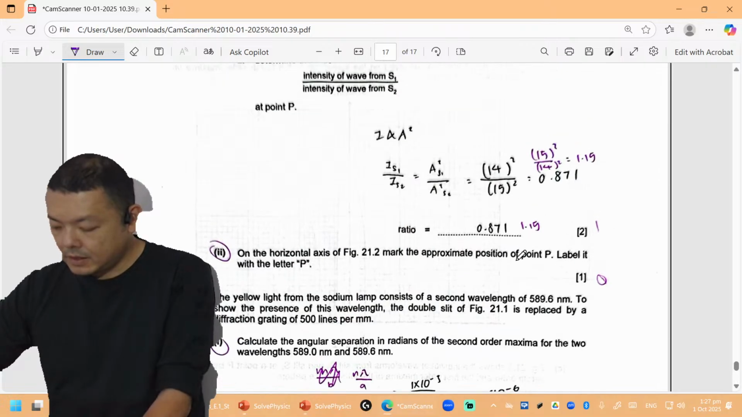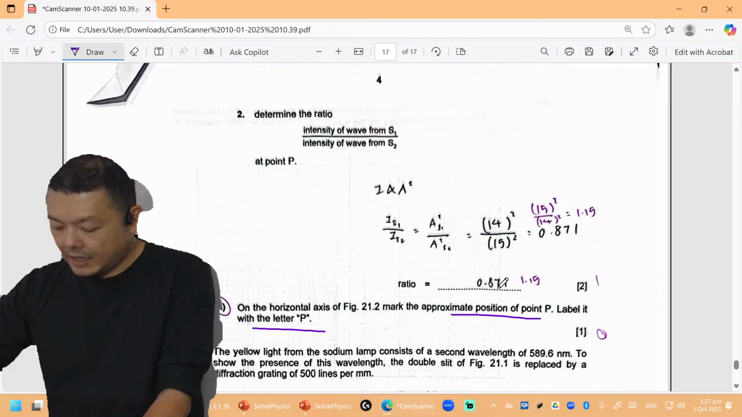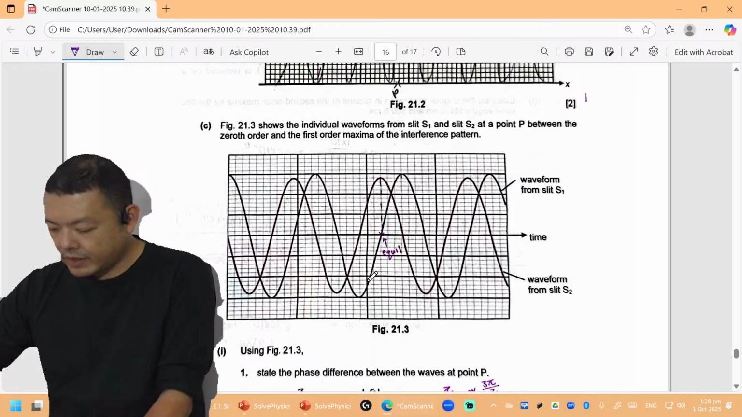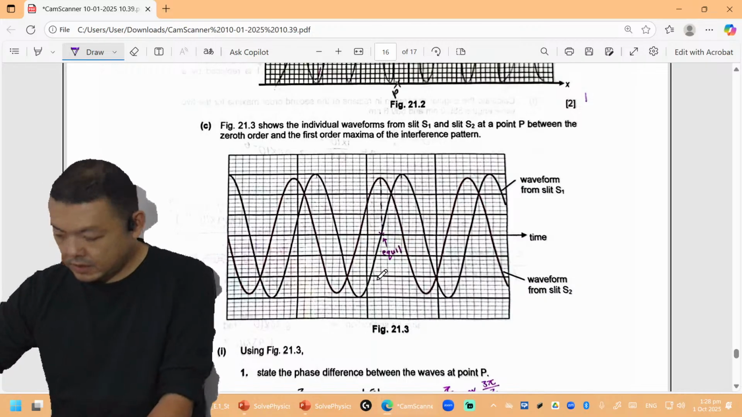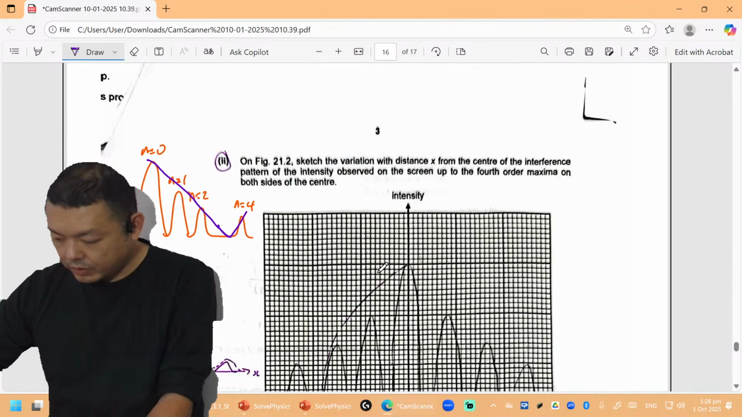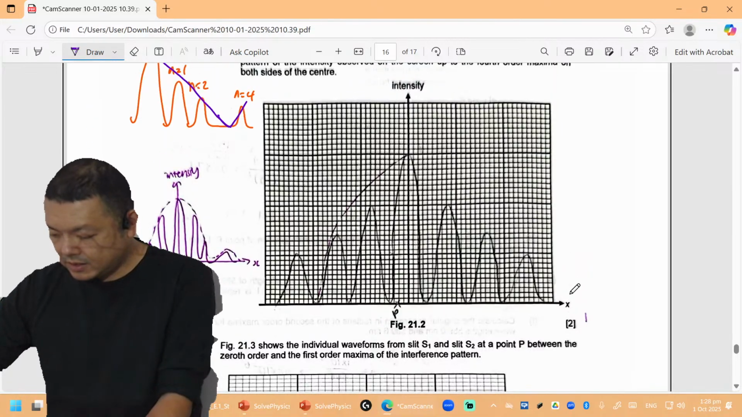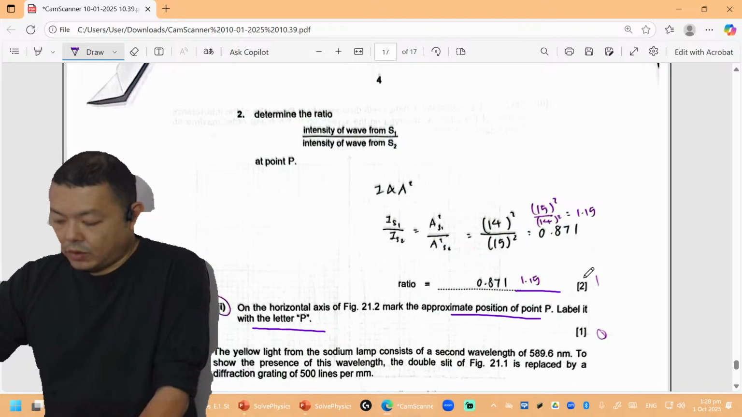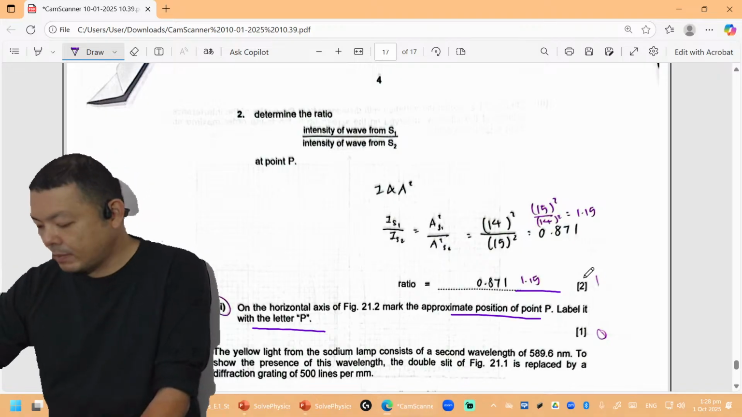This one here? Approximate position of point P, label it with the letter P. And they ask you to determine the ratio of S1 and S2. The ratio is 1.15, the intensity? Then they want you to find the approximate position, on figure 21.2. So the ratio of intensities is 1.15.